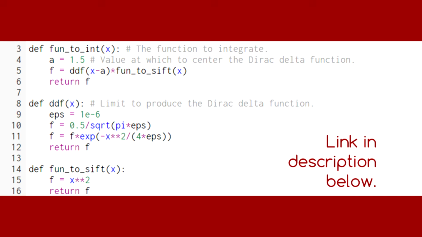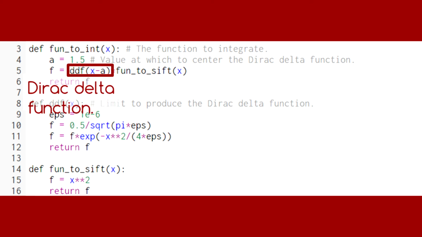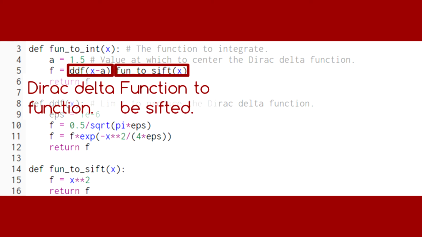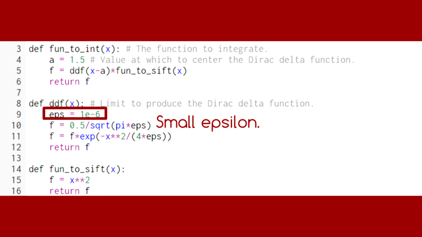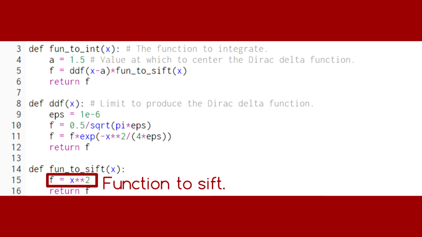In this code, which is available at the link in the description below, we have set up our function to be integrated as the Dirac delta function times the function to be sifted. The Dirac delta function is set up as our exponential function with a very small value for epsilon. Finally, we have the function to sift.